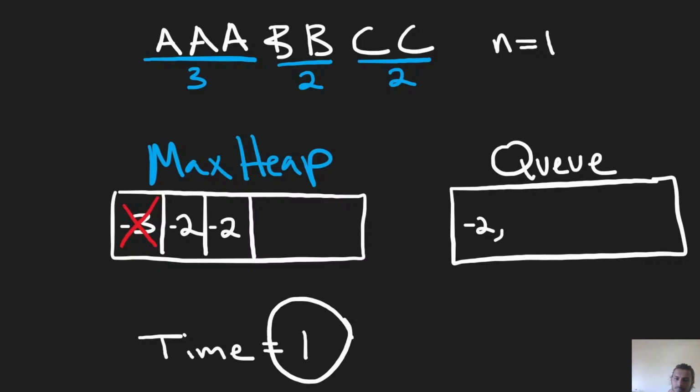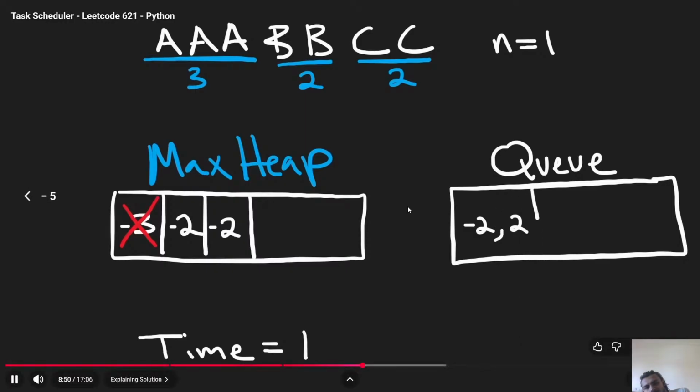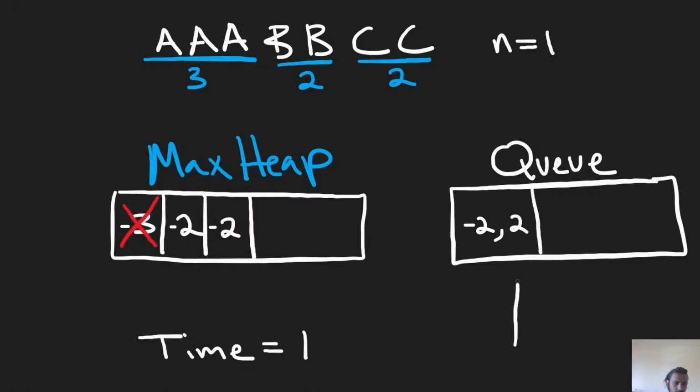What's the idle time that is going to be remaining? Well, right now we're at time equals 1, and our idle time for each task is n equals 1. So basically, we're going to take n and add it to our current time. So it's going to be 2. Basically, at time equals 2, this task is going to be available for us to add to the heap again. So that's what the second value in this case means.